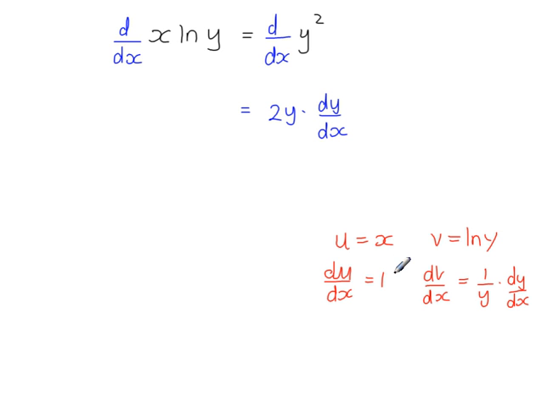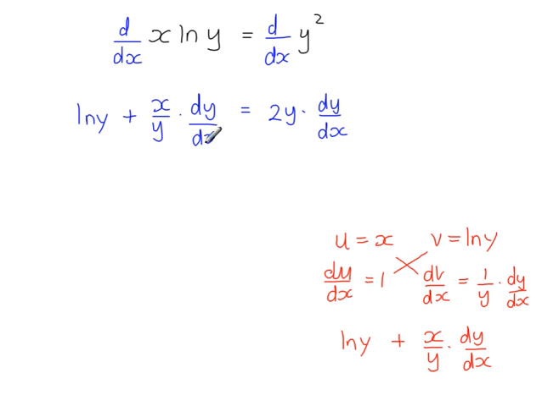And then cross-multiplying these two. So v du by dx, that's just ln y times 1, plus u times dv by dx. So that will give us x over y times dy by dx. So differentiating with respect to x, x ln y gives us ln y plus x over y times dy by dx.